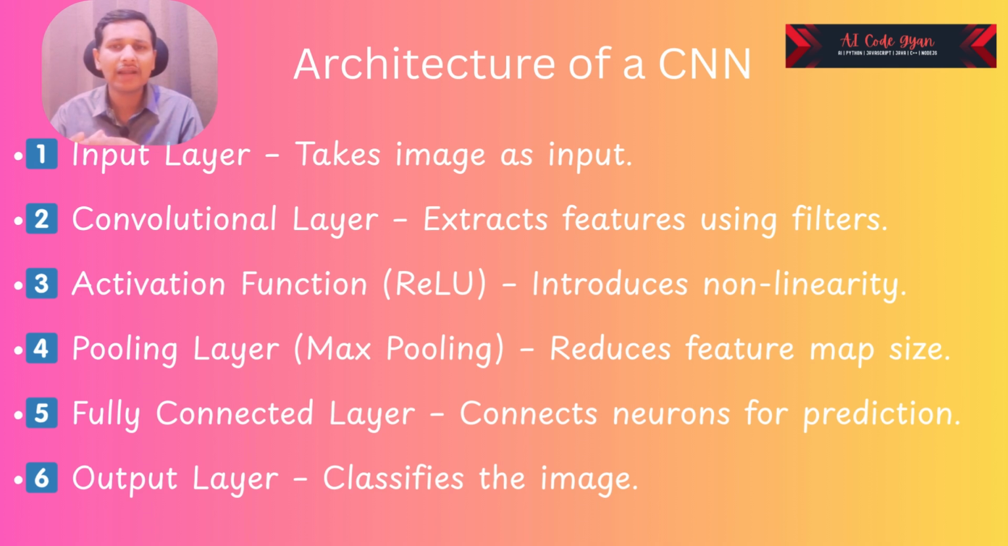The fully connected layer is the fifth one, which connects neurons for prediction. This is the part where we have some hidden layers present to process into a fully connected layer. And now we have the final output layer, which classifies the image.